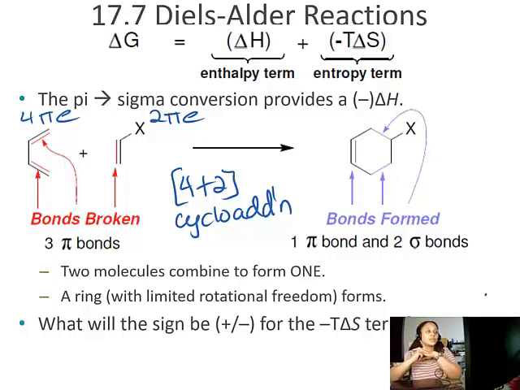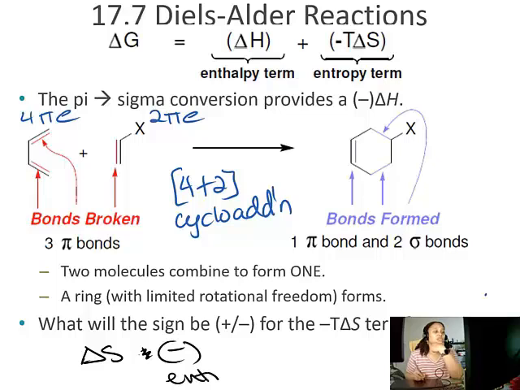Now, one of the things to think about is, since this is going from 2 molecules to 1, this is not entropically favored. So delta S is actually negative. So this is not an entropically favored reaction.